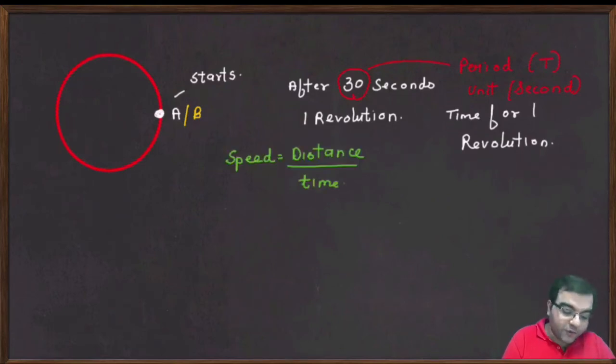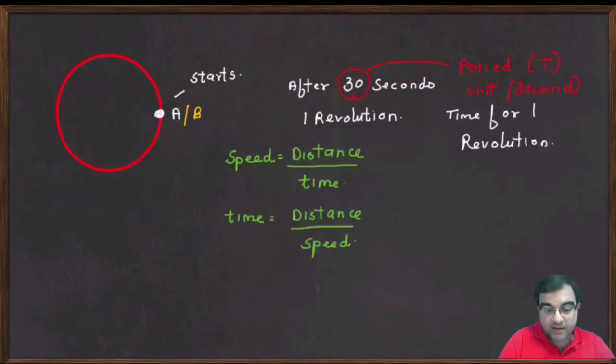Now we all know this formula, speed is equal to distance upon time. So if I want to apply this formula here, I know the time is 30 seconds. Can I say the distance covered by the body is nothing but the circumference of the circle? And the circumference of the circle is 2 pi r.